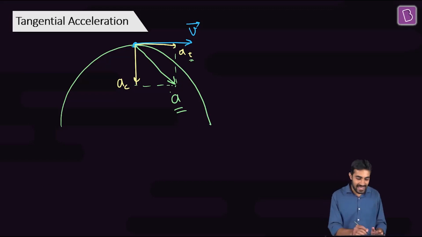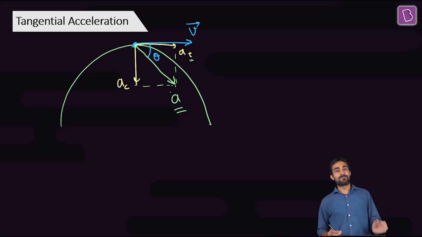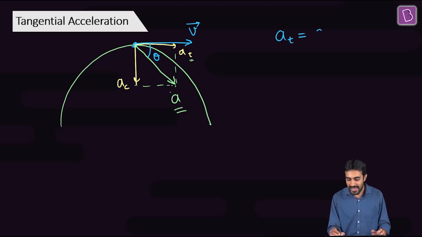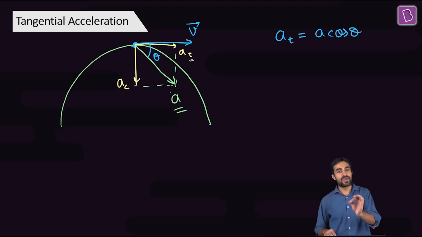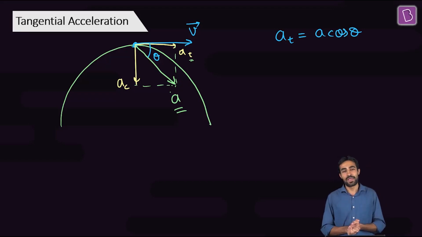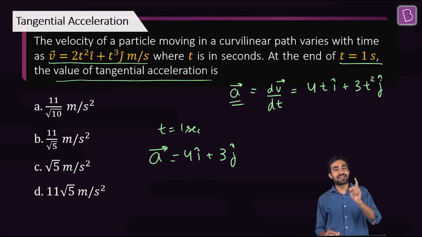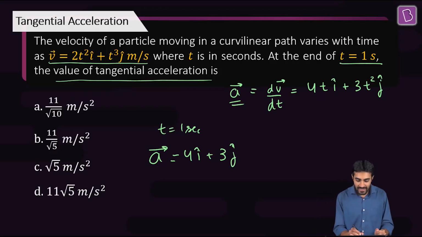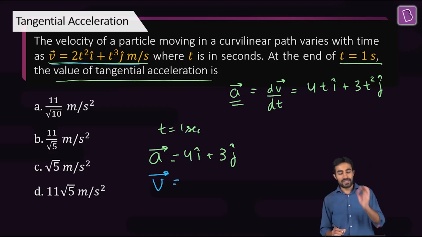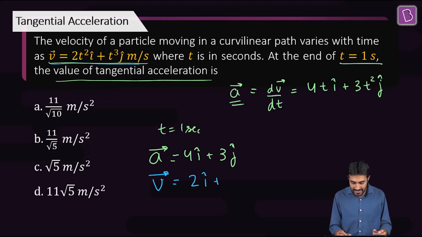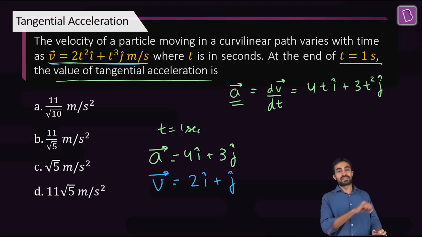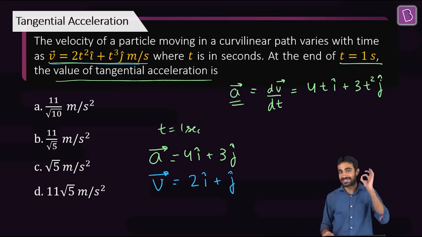Or let me say, if the angle between the velocity and the total acceleration is theta, we have to find AT, which is A cos theta. Now, can we find this? Yes, we can, because we know velocity as a function of time. What is the velocity at t equals 1 second? The velocity vector at t equals 1 second is 2i cap plus 1j cap.